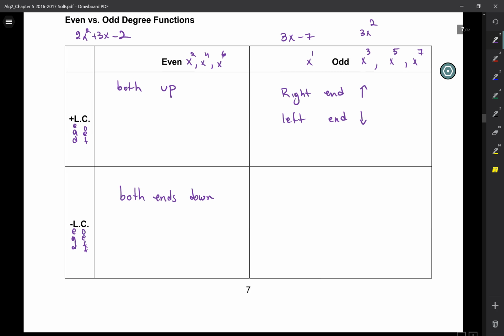Well, what if the leading coefficient is negative? So what if I have something like negative 3x plus 1? The left end is up, and the right down.